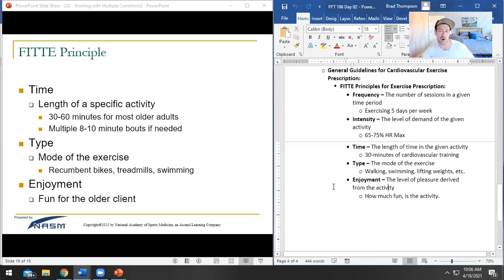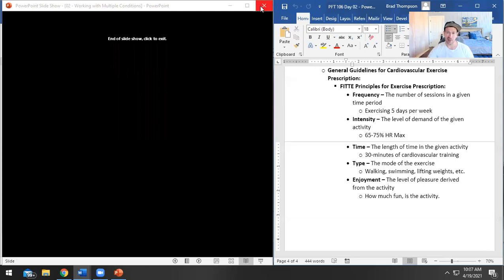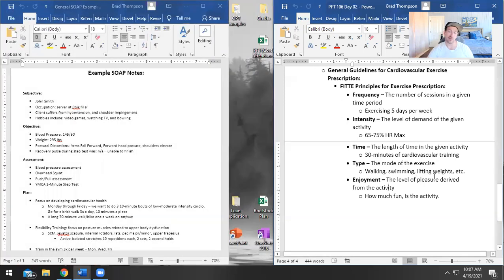And then lastly, enjoyment, which is the one that is NASM specific. Enjoyment is the level of pleasure derived from the activity. How fun is the activity, right? That's what we're looking for. So those are sort of our general FITT principles.